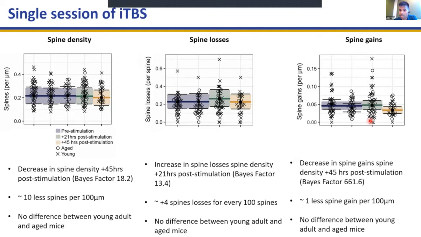When we look at spine gains, those gains of new spines, we see that at the plus 45-hour stimulation, there was extremely strong evidence for a decrease in spine gains. And when you extrapolate this, it's about 1 less spine gain per 100 microns. And this happened in both the aged and the young adult mice.